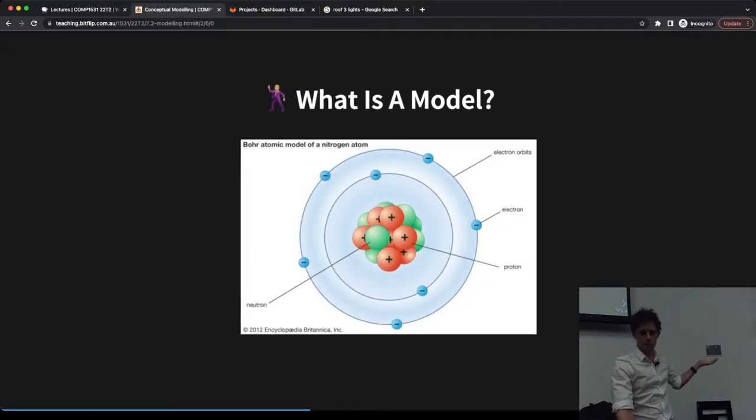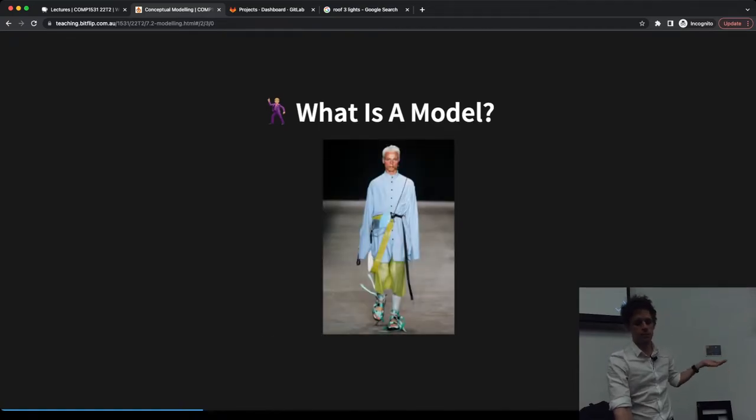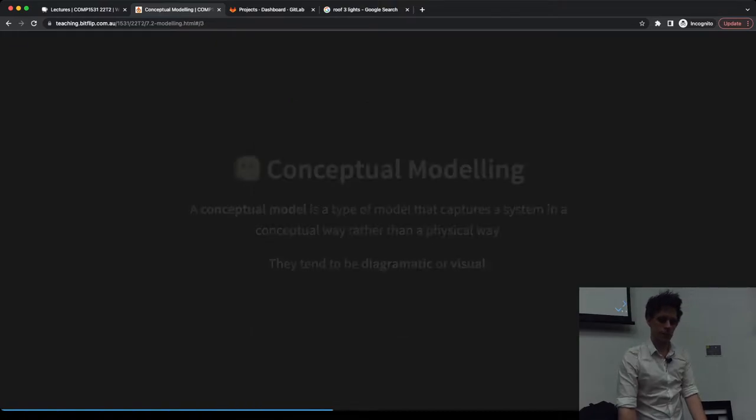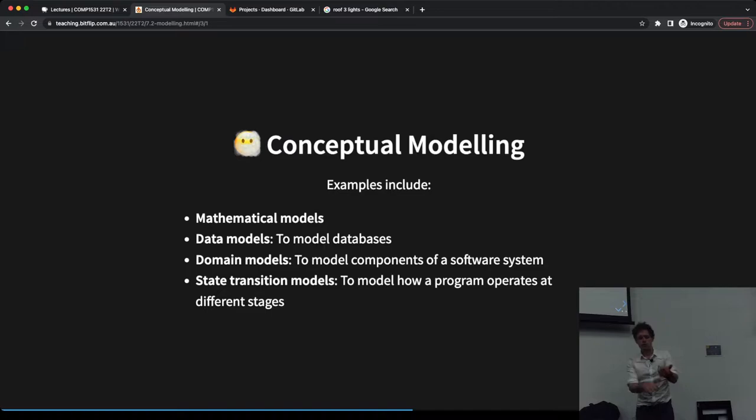If you think about the previous examples we have, this is a conceptual model, this is a conceptual model, this is a conceptual model, this is a conceptual model, that is not. This is a conceptual model. That is fairly intuitive. These top three examples were on the previous slide, but the bottom one here, state transition diagrams or state machine models, are what we're going to talk about in more detail. They're how you track a system that transitions between different states.